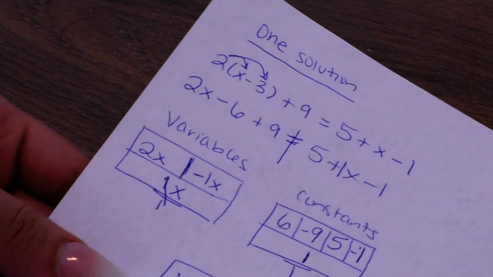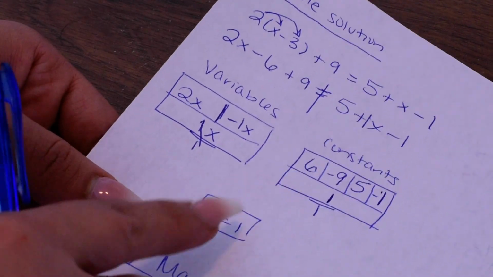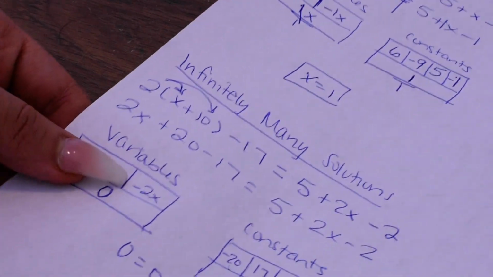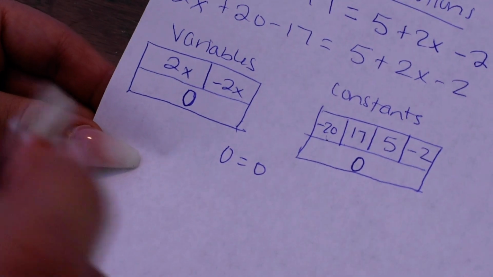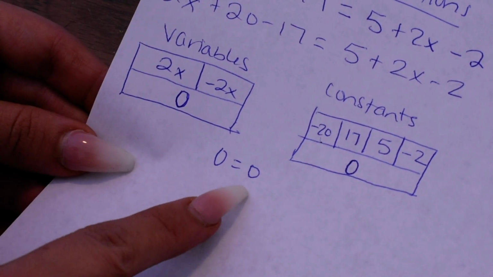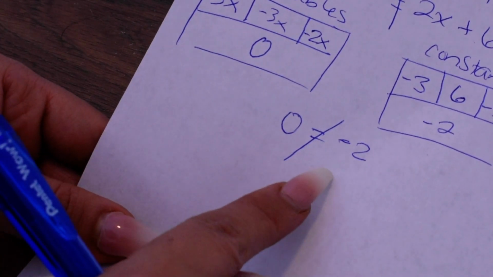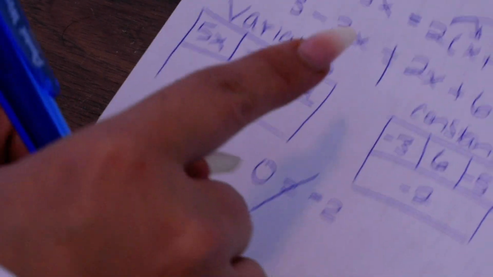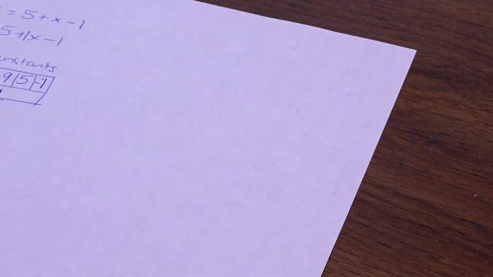So let's reiterate. If you get x equal to a number, that means you have one solution. If you get your variable equal to one number. If you get 0 equal to 0, this is only using the box method, that means you have infinitely many solutions because this will always be true. However, if you get 0 equal to some other number, it's no solution because 0 will never equal negative 2 ever, ever, ever in the history of life. All right. Y'all got that? Use those when you're practicing.